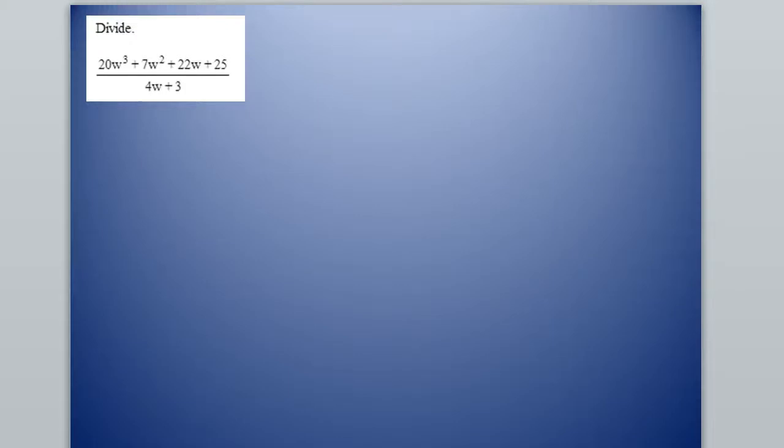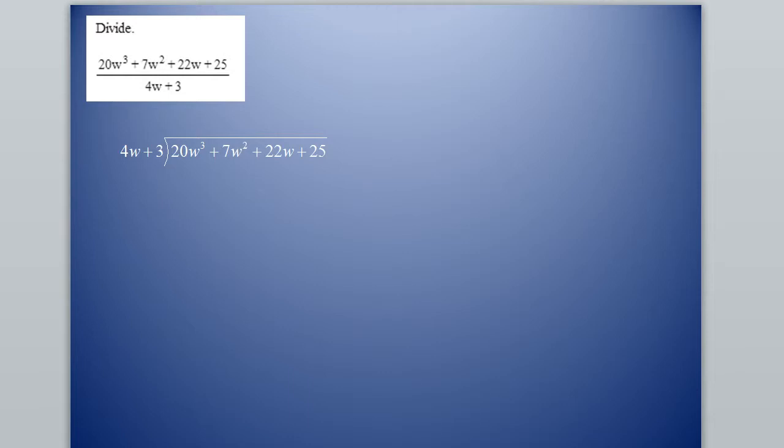Divide the cubic polynomial 20w cubed plus 7w squared plus 22w plus 25 by the linear polynomial 4w plus 3. And when doing this, we have to actually consider one way of doing it, which is through long division. So long division is just like you would have with numbers.